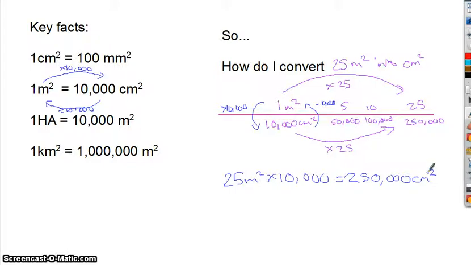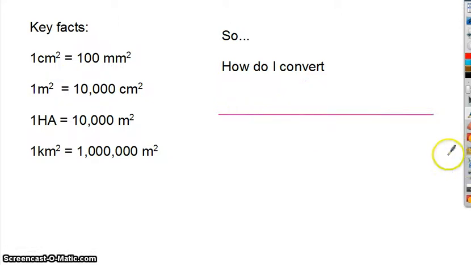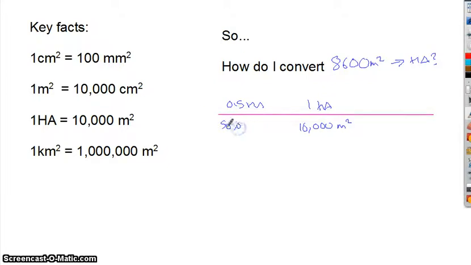Okay, so let's have a look at one going backwards now. Let's say I wanted to do 8,600 metres squared, and we'll convert that into hectares. So how many hectares is that? Again, we can use a ratio table and say, well, 1 hectare is 10,000 metres squared. So I would know things like 0.5 hectares would be 5,000. Oh, sorry. Let's write that a bit better.